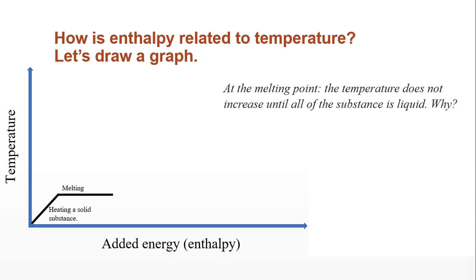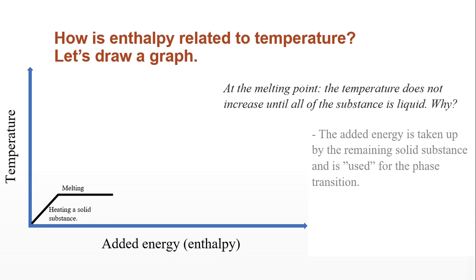So think about an ice cube melting. The temperature of that system will be 0 degrees until all of the ice cube has melted. So why is this the case? Well, the added energy is taken up by the remaining solid substance and sort of used for the phase transition.